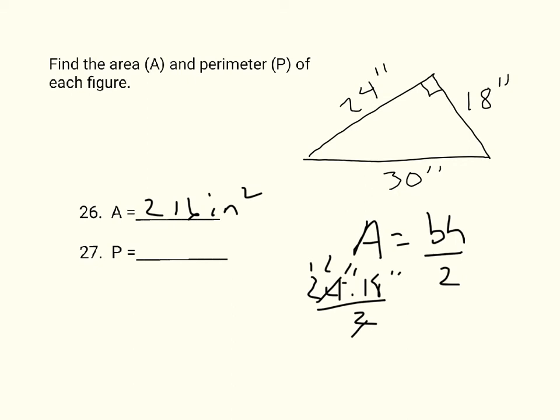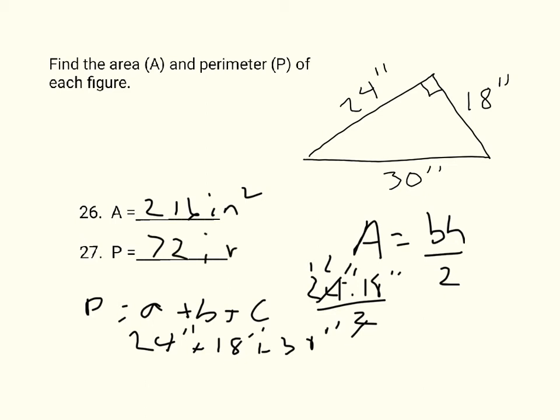And to find the perimeter of a triangle, we'll just use the idea that the perimeter of a triangle is the 3 sides added together, a plus b plus c, and 24, 18, and 30 add up to 72. You can add these numbers because the label is the same on all of them. It's inches, and the label doesn't change. So it's 72 inches.